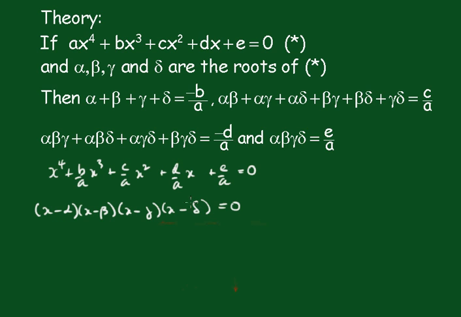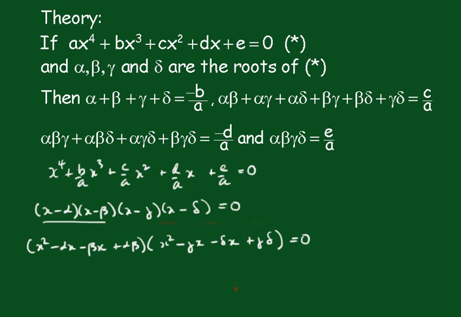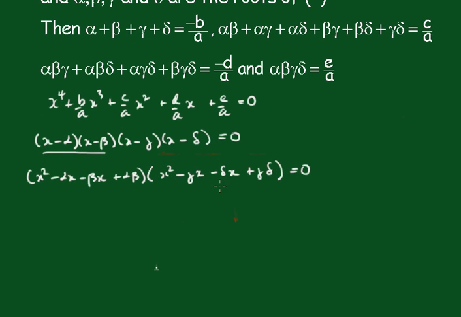And now we're going to expand all these. So taking this pair here, that will be x squared minus alpha x minus beta x plus alpha beta, and taking this pair we get x squared minus gamma x minus delta x plus gamma delta equals 0. And then we have to multiply each of these by the x squared, the alpha x, and so on. And what I'll do, I'll start that off. Have a go yourself and see how you go with it.